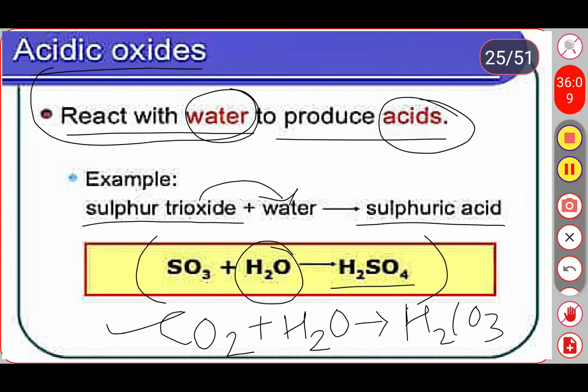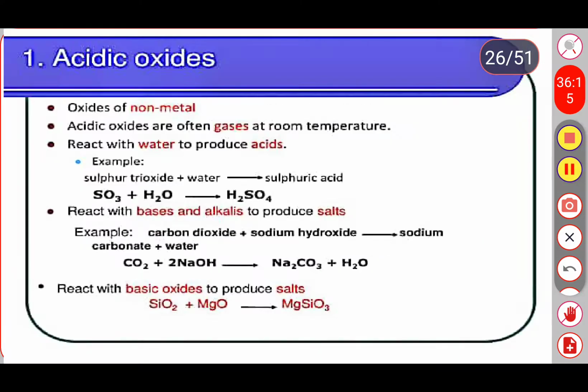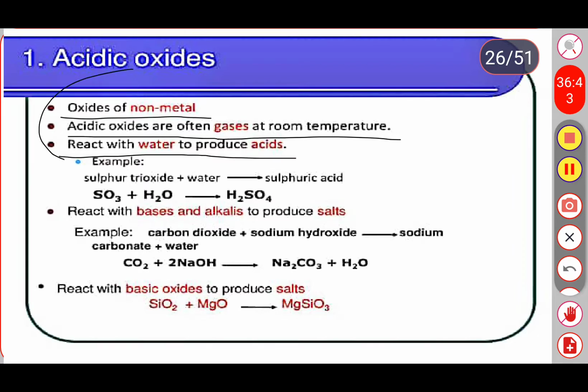See some more information about the acidic oxides. They are oxides of non-metals. For example, in the previous slide we took carbon dioxide. Carbon is one of the non-metals. Acidic oxides are often gases at room temperature. They react with water to produce acids. It means when acidic oxides react with water, or when they dissolve in water, they produce acids. For example, we already discussed this one, sulfur trioxide.